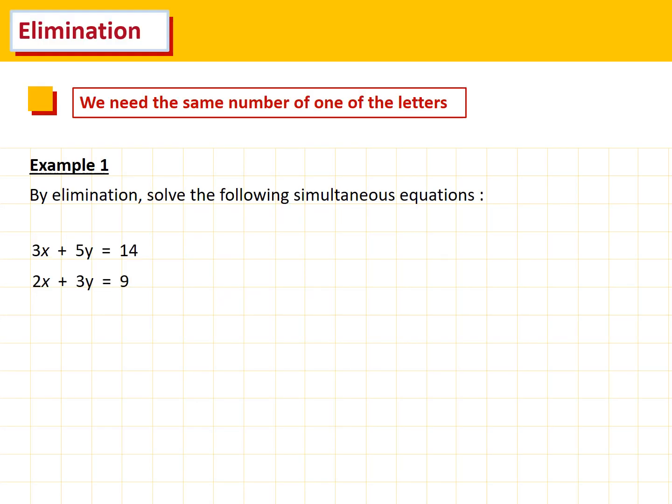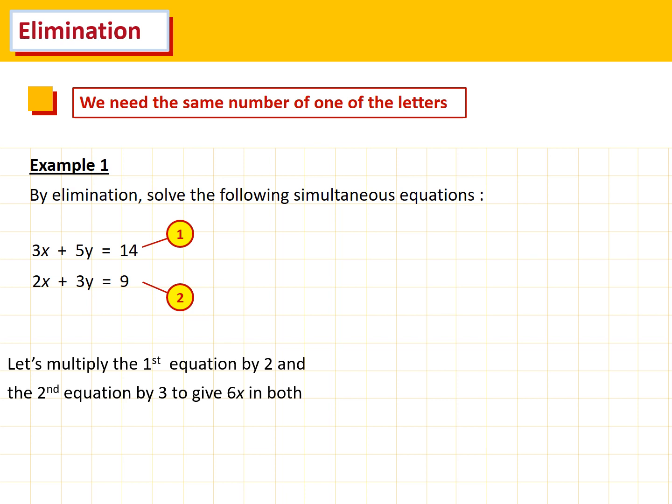Here in example 3, we either need the same number of x or the same number of y. In either case, we cannot just multiply one of the equations, we have to multiply both. So we start once again by labeling the equations 1 and 2. We're going to multiply the first equation by 2 and the second equation by 3 because that will give us 6x in both equations. So equation 1 times 2 gives us 6x plus 10y equals 28, and equation 2 times 3 gives us 6x plus 9y equals 27.